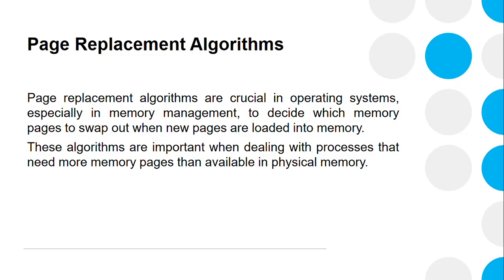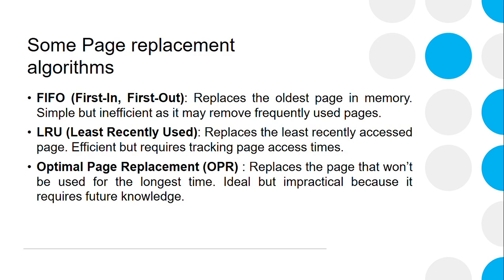Page replacement algorithms are crucial in OS, especially in memory management, to decide which memory pages to swap out when new pages are loaded into the memory. These algorithms are important when dealing with processes that need more memory pages than available in the physical memory. There are a few algorithms under page replacement. Let us check one by one.